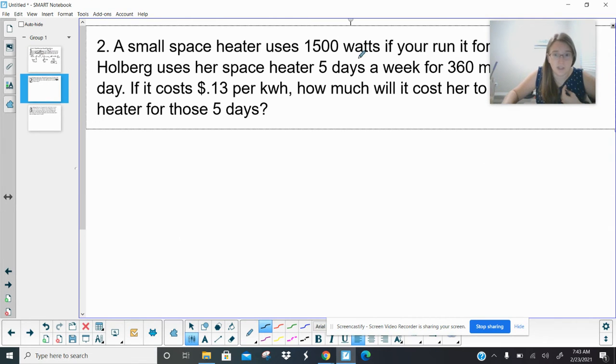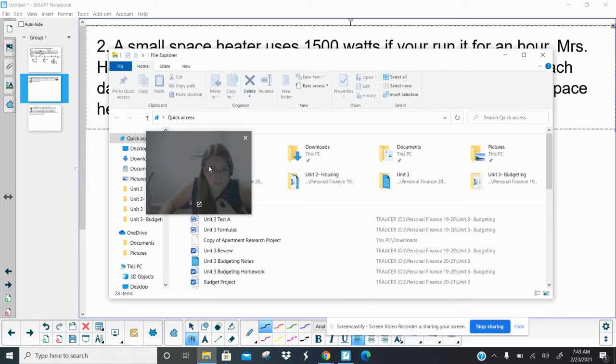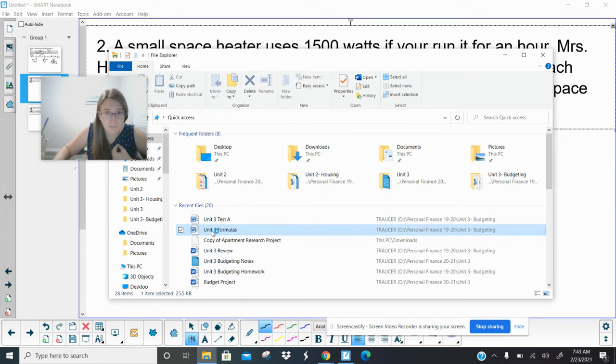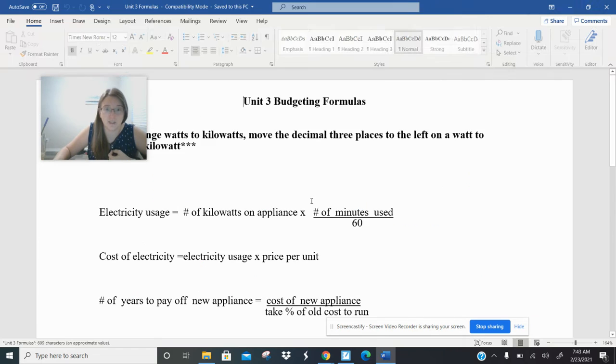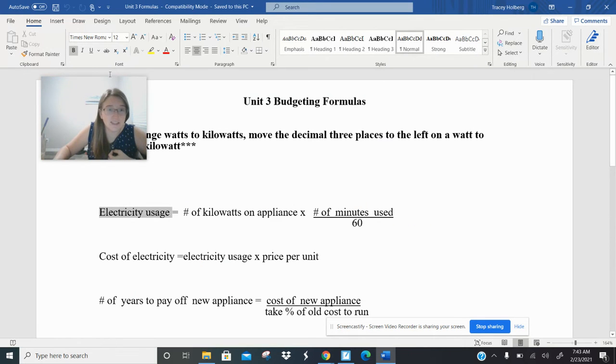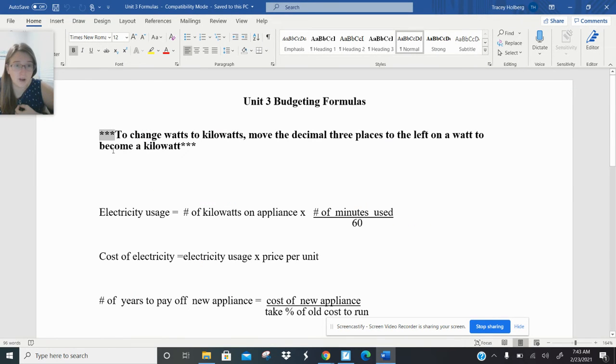Okay, this next question. I should have pulled up the formula sheets. You should have your formulas out as well. This next question is talking about if you're using electricity, based on how long you're using it, how much it's going to cost you. So remember, that's up at the top here. I'm going to highlight this as well.